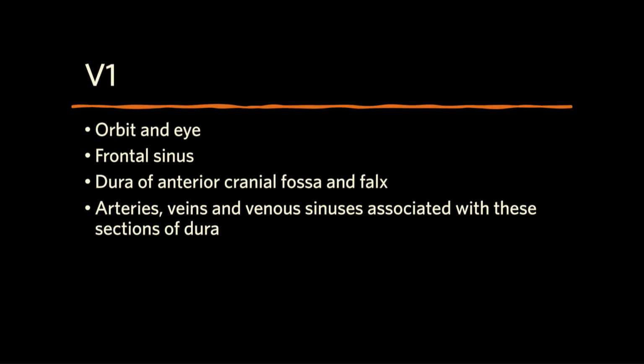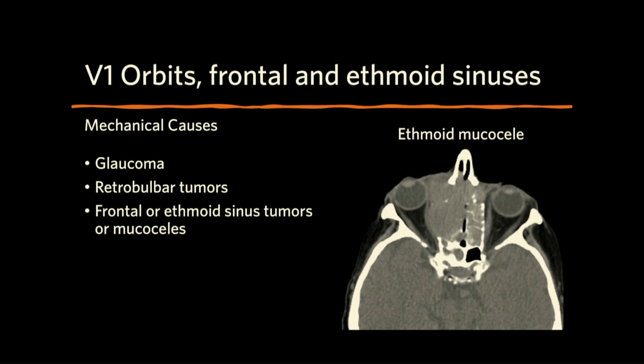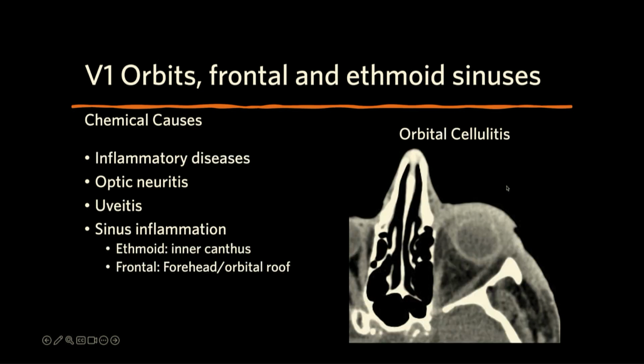Okay? So let's talk about V1. As we know that classic distribution, orbits and eyes, frontal sinus, anterior cranial fossa, and falx, this is the thing I want to show you. This is a mechanical cause of V1 pain, any type of mass. Retrobulbar tumors. This is an ethmoid mucocele. All the stuff you can imagine in the V1 distribution is going to cause pain. Inflammatory causes or chemical causes, all of your diseases like optic neuritis, uveitis, all your infectious inflammatory things are going to be a reason for headache. That's a chemical disruption, right?